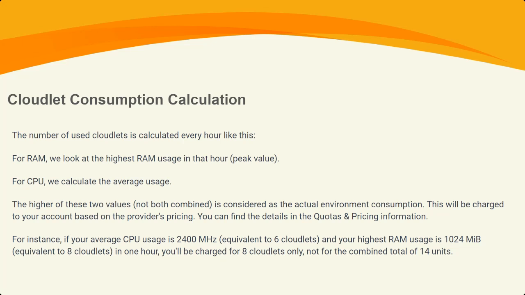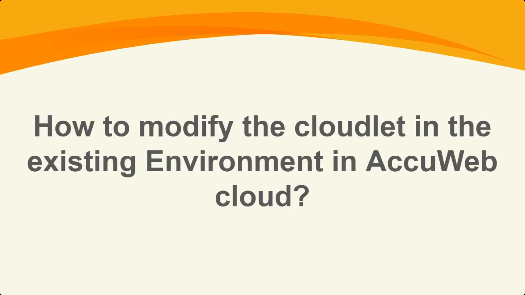For instance, if your average CPU usage is 2,400 MHz, equivalent to 6 Cloudlets, and your highest RAM usage is 1024 MB, equivalent to 8 Cloudlets, in 1 hour you'll be charged for 8 Cloudlets only, not for the combined total of 14 units. Let's quickly sum up the context of this video. We saw how to modify the Cloudlet in the existing environment in AccuWeb.Cloud.